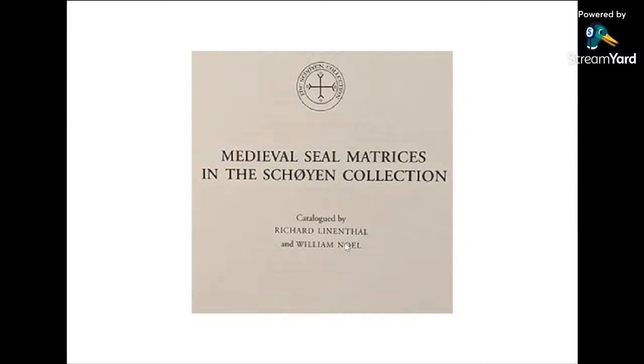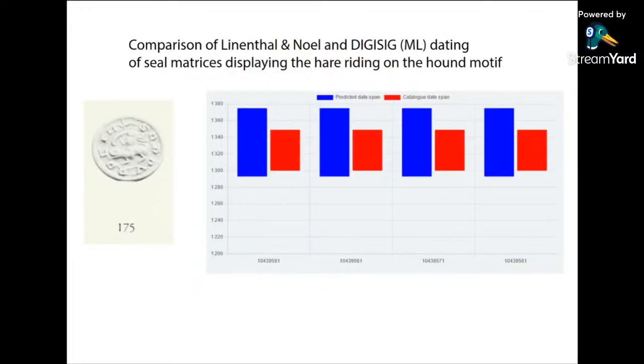So to test my decision tree, what we're going to do now is we're going to ask it to date some seal matrices that have already been dated by scholars and published in seal catalogs. So the first one we're going to look at is this collection called the Schoyen collection by Richard Linenthal and William Noel. And in the Schoyen collection, there are 4 examples of these seals with bunnies on the backs of dogs. And Linenthal and Noel date all of them to the first half of the 14th century. The decision tree in blue dates them a little bit more broadly from kind of late 13th through to the late 14th century, but it's in the same neighborhood. So that sounds promising.